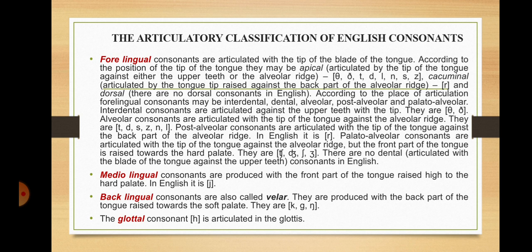There are no dental consonants in English, that is, consonants articulated with the blade of the tongue against the upper teeth. Mediolingual consonants are produced with the front part of the tongue raised high to the hard palate. In English, it is y. Backlingual consonants are also called velar. They are produced with the back part of the tongue raised towards the soft palate. They are k, g, ng. The glottal consonant h is articulated in the glottis.